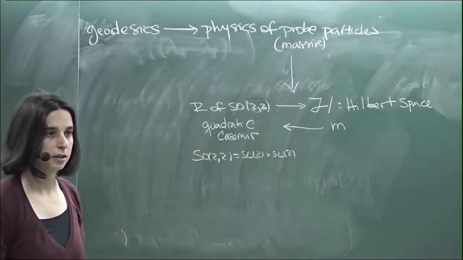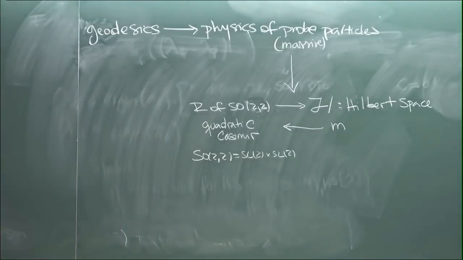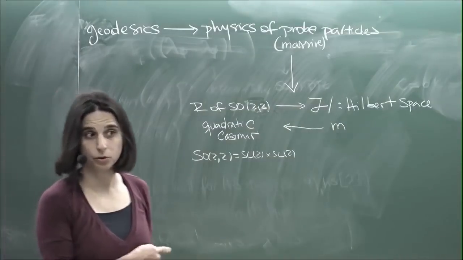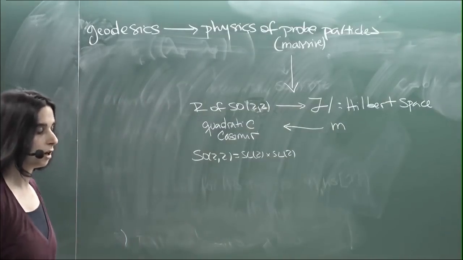When you say quadratic Casimir is n, not n squared? No, I'm writing just an arrow because I'm saying that they're related, but the Casimir is going to be m squared, the quadratic Casimir. Yeah, I'll write down what these relationships are. But let me specify a little bit more what the representations are.